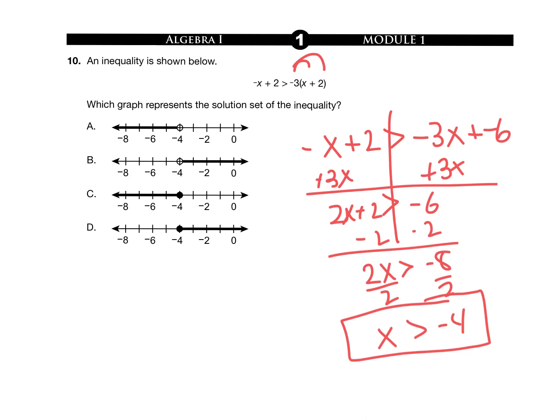So when I look at my answer choices here, there's my negative 4. I should be looking for something with an open circle, so it can't be C or D. And which one shows me numbers that are greater than negative 4 would be B. So there's my final answer.